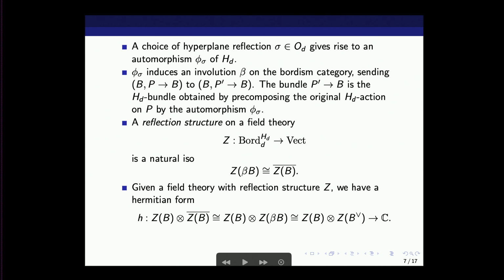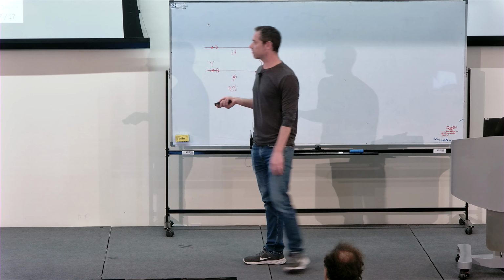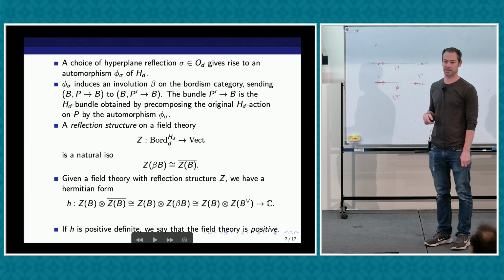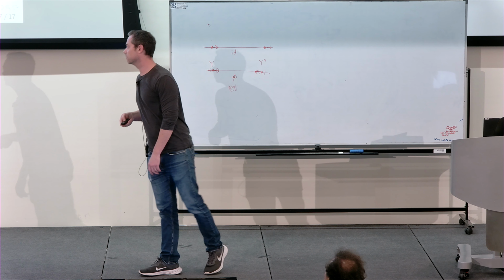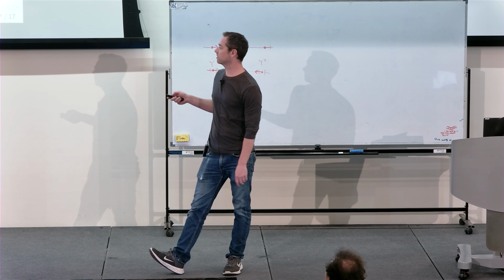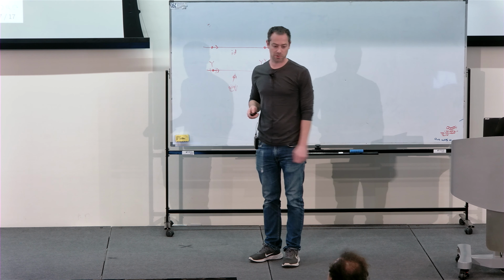And then this one, as I said before, it's related to taking the dual of the Bordism. And those two are isomorphic in the Bordism category, so you compose with that. And then finally here at the end, you use the evaluation map. And the composition is this Hermitian form now. If it's positive definite, then we say that the field theory is positive. So the reflection structure is given by the involution, and then the positive part of reflection positive is given by the positivity of this Hermitian form, positive definiteness.